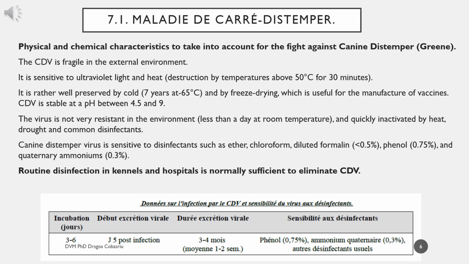CDV is stable at a pH between 4.5 and 9. The virus is not very resistant in the environment, less than a day at room temperature, and quickly inactivated by heat, drought and common disinfectants. Canine distemper virus is sensitive to disinfectants such as ether, chloroform, diluted formalin, less than 0.5%, phenol, 0.75%, and quaternary ammoniums, 0.3%. Routine disinfection in kennels and hospitals is normally sufficient to eliminate CDV.